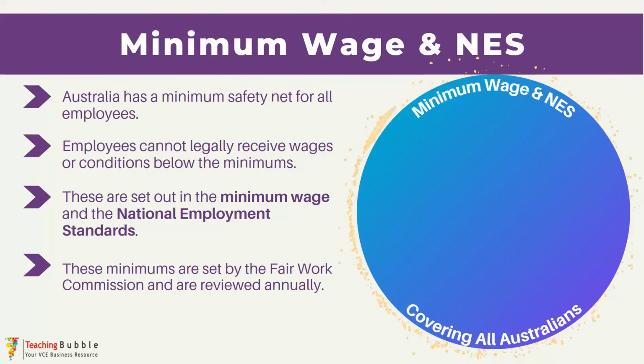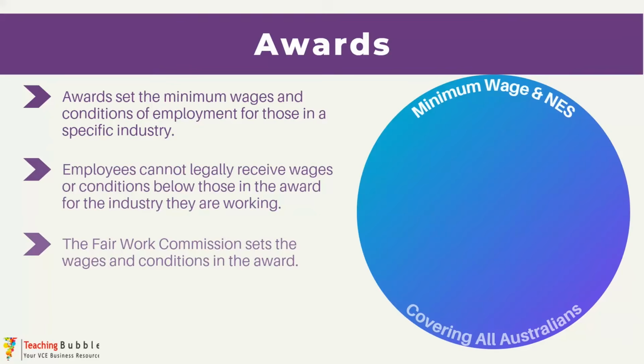Next, we have awards, and awards set the minimum wages and conditions of employment for those in a particular industry. In Australia, there are many different industries, and for many of these industries, there is an award that sets out the minimum wages and conditions for the employees working in that industry. For example, there's a fast food award, an air pilots award, a nurses award, and more than 100 other awards out there. These set the minimum wages and conditions for those working in those particular industries.